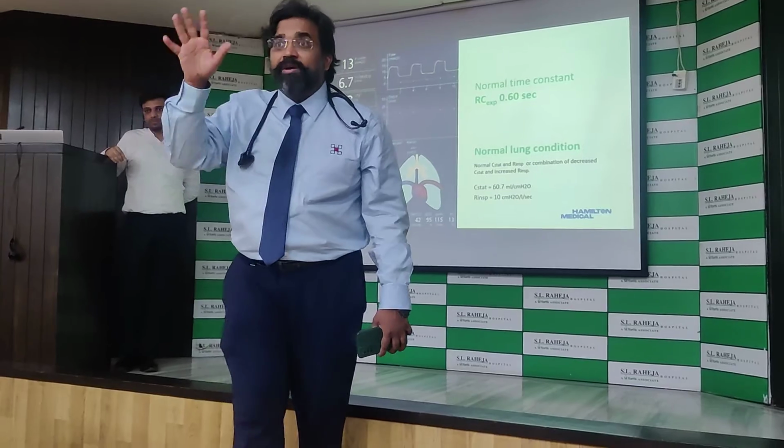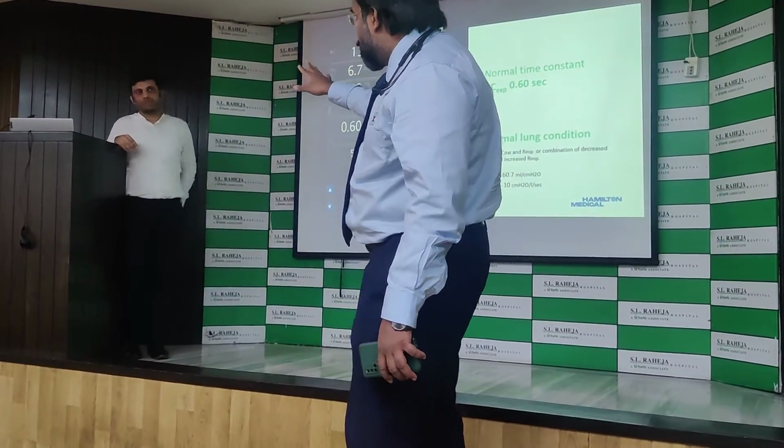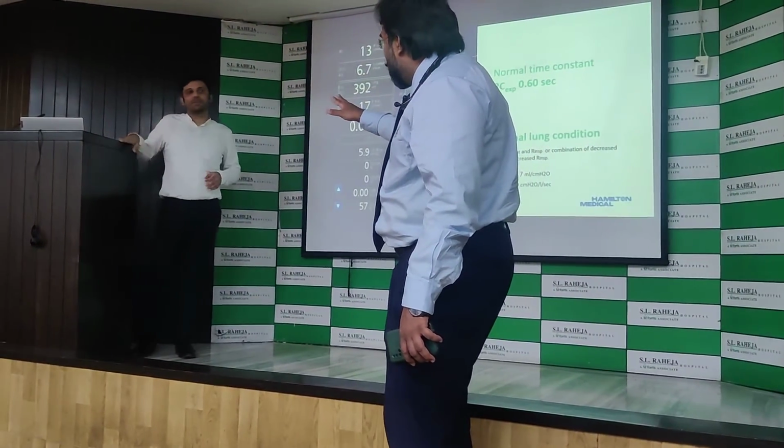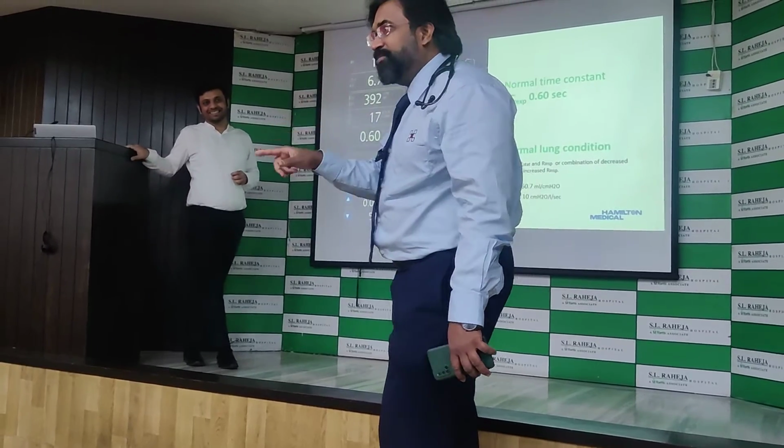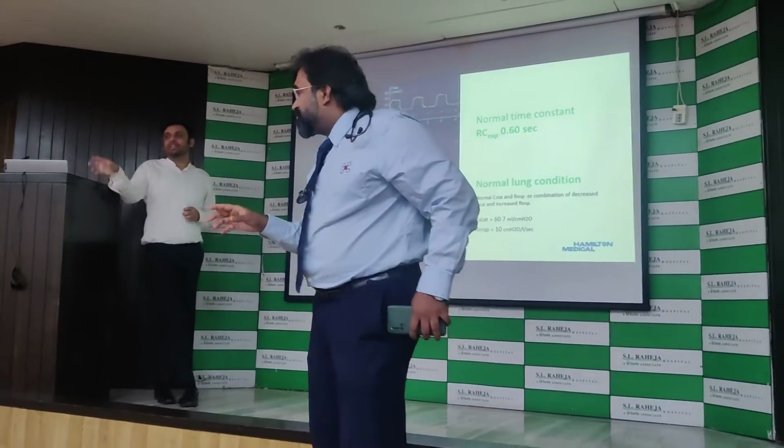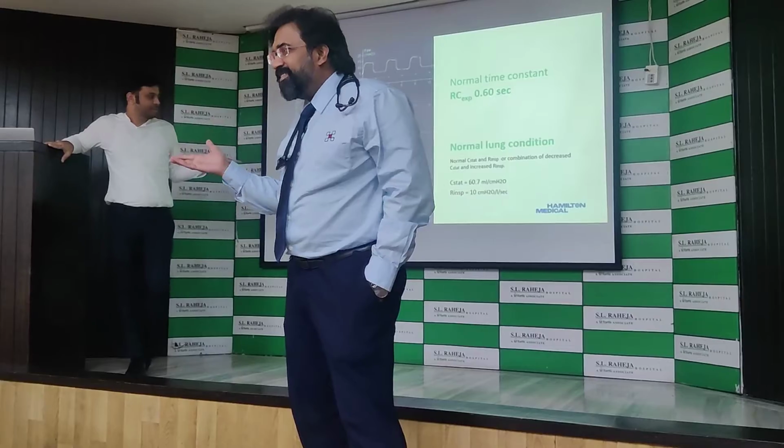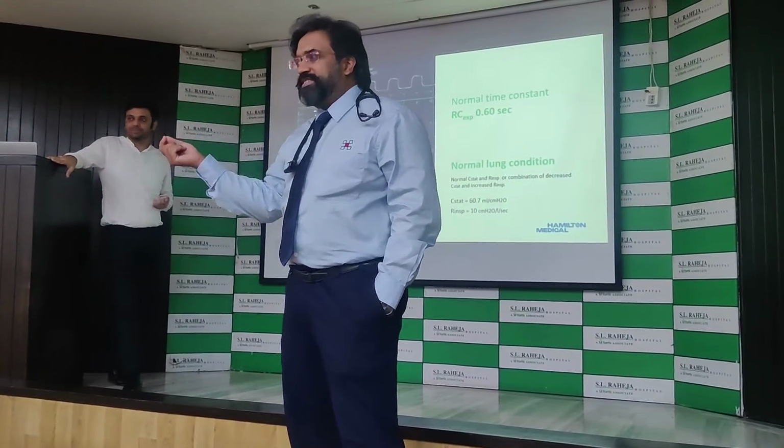You are understanding? So the normal time constant is not 0.6, it is in the range of 0.5. You understood what I'm saying? Three time constants. According to three time constants, the time is 0.6. Right.